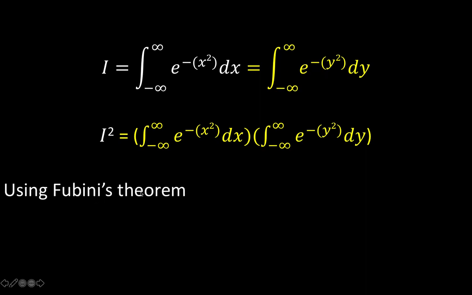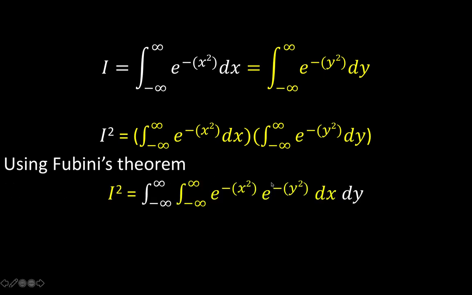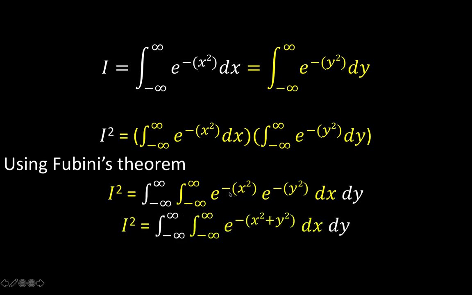And using Fubini's theorem, we can now compute the double integral using an iterated integral. And this is what we mean by an iterated integral. You have two integrals, one inside another. The yellow part is inside the white integral. And applying the law of exponents, we can now simplify this inside part as e raised to negative of the sum of the exponents, x squared plus y squared. All the rest are just copied.